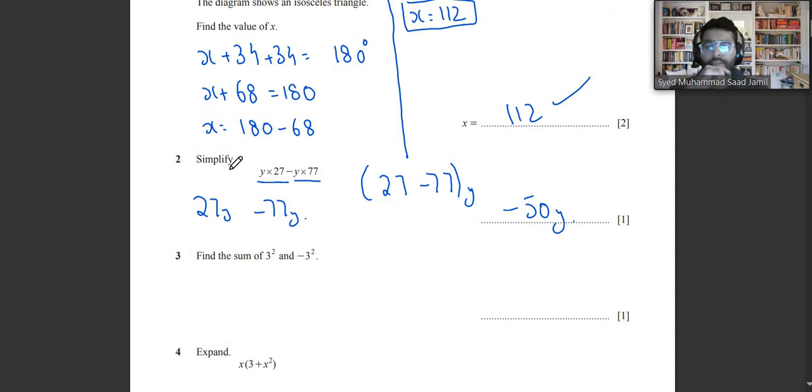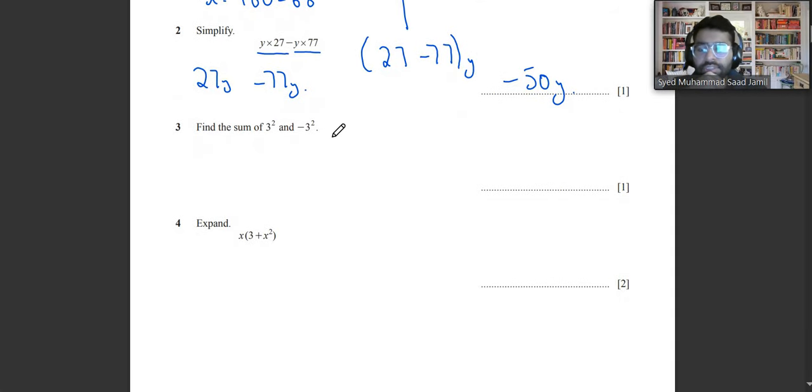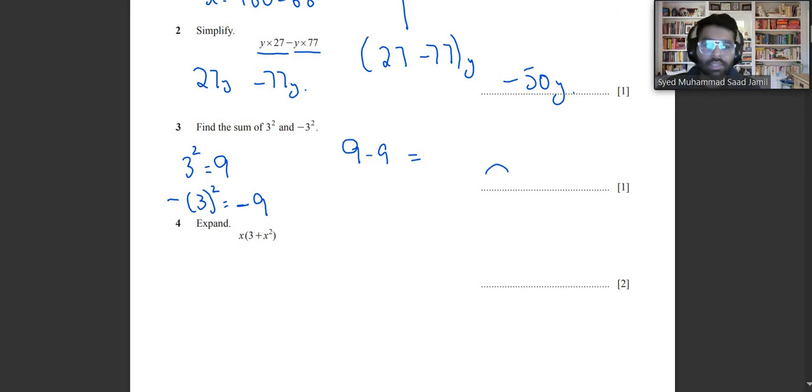Okay. Moving on to the next question, it says find the sum of 3 squared and negative 3 squared. Look, first of all 3 squared is 9, and this is negative 3 squared. So the negative sign will remain, and 3 squared is also 9. So their sum would be 9 minus 9, it's going to be 0. So your answer is 0.